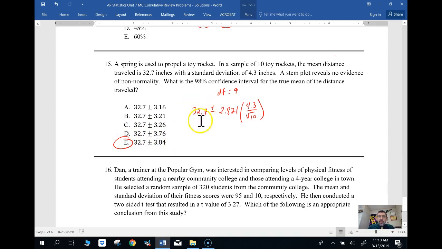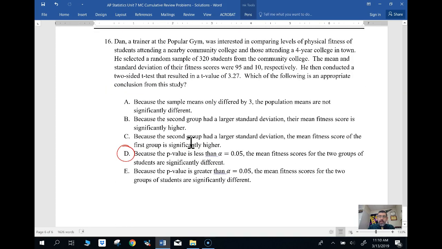In this case, the point estimate was 32.7. And lastly, number 16. So what you do here for 16 is that you're going to use the t-value. The t-value is your test statistic. So in your mechanics, if you're finding the z-score or the t-score, that's your test statistic. And then for a z, you're going to use a normal CDF. For a t, you're going to use a t-CDF. So what I did to find this is I used t-CDF in my calculator.